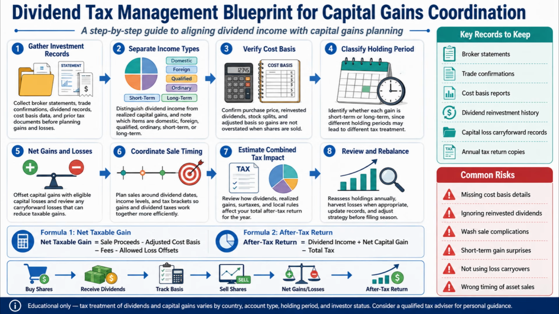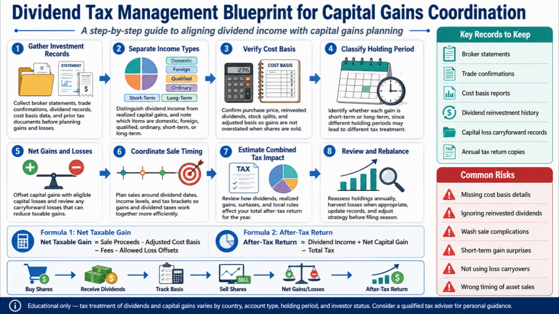complete plan. First, gather all investment records before making any tax decision. Collect broker statements, trade confirmations, dividend records, cost basis information, and prior tax documents. This step is important because accurate records help you avoid mistakes when calculating gains, losses, and taxable dividend income.